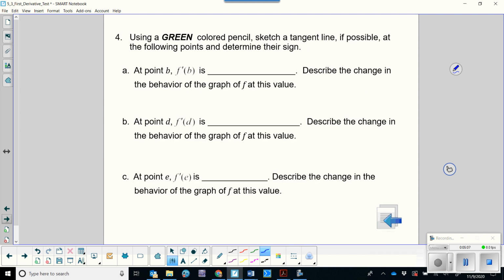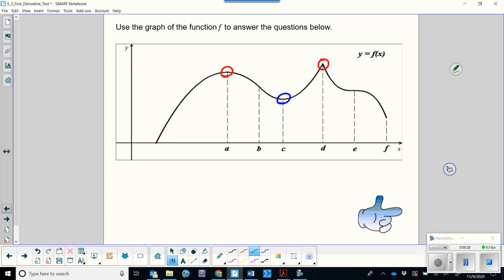All right, next part says use a green colored pencil and sketch a tangent line, if possible, at certain points and talk about the sign. So now we're going to go to point B, and we're going to try to draw a tangent line there. We're going to draw one at B, D, and E if possible. So we go back to our graph. At B, if we want to draw a tangent line, you guys have protractors, so grab your protractor and draw this tangent line.